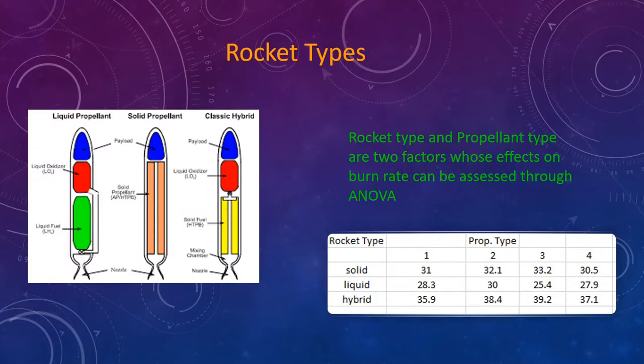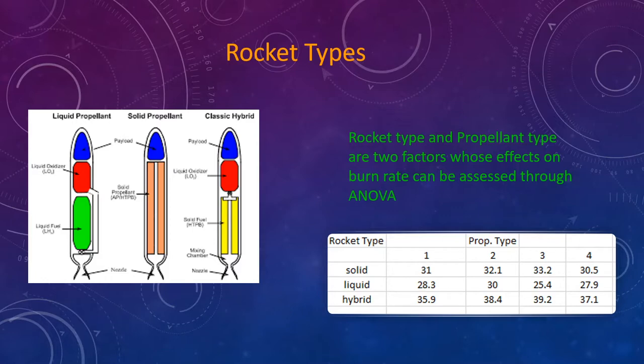So I'll give you a little introduction to different types of rockets. As an aerospace engineer, this is what I want to do with my career. Here I'm going to show you the three main types of rockets: liquid propellant rockets, solid propellant rockets, and hybrid propellant rockets. Basically, liquid propellant rockets have a liquid propellant, solid propellants have only a solid, and hybrids have a mix of both.